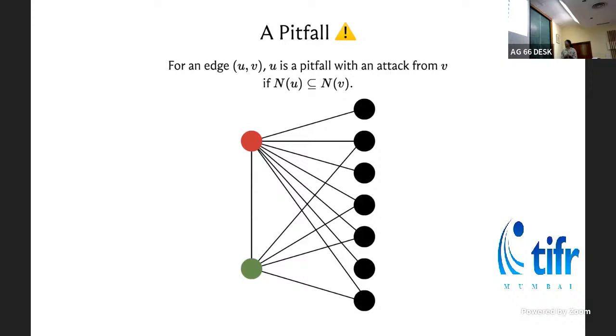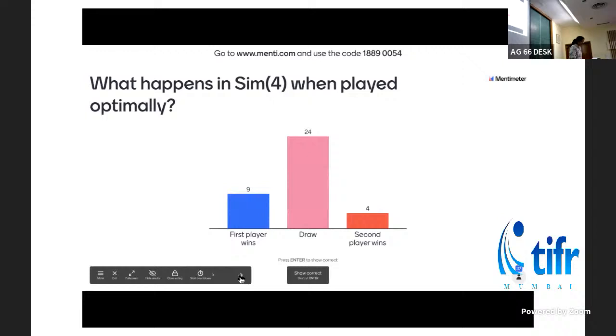So here's a cute idea that turns out to be helpful. If you have an edge in the graph that looks like this, I haven't labeled the vertices, but think of V as the red vertex, which is the attack, and U as the green vertex, which is the pitfall, okay? So the notion of a pitfall is: every vertex that the green vertex is seeing, the red vertex is also seeing. That's sort of the definition, and I'm presenting this without motivation at the moment, because I think it's fun to think about why pitfalls are useful for cops. So let's see.